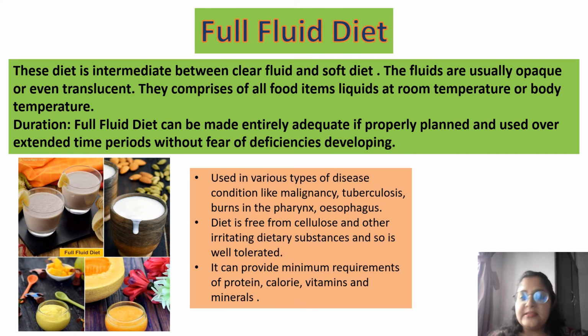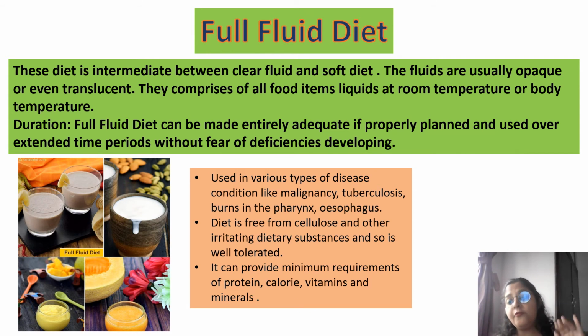So now coming to the examples of a full fluid diet, it is basically used when we are trying to transfer the patient from a clear fluid diet to a soft diet. Soft diet means it is a regular diet, but the consistency is very soft, as I showed in the picture. So this full fluid diet can be an intermediate step in between them. And these fluids are generally opaque, and sometimes translucent, because as I said, clear fluid diet means it's completely clear.